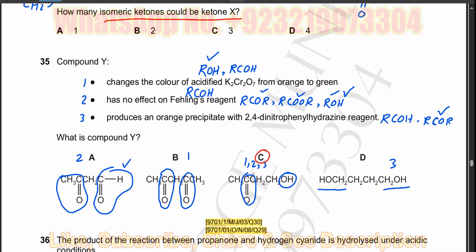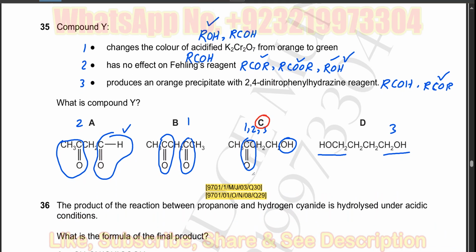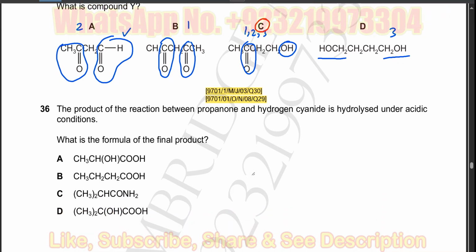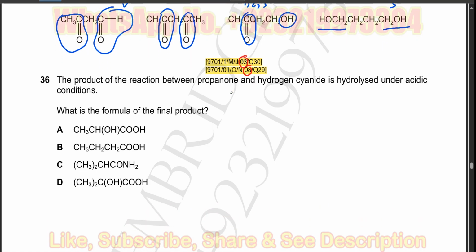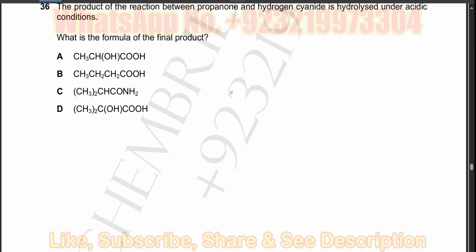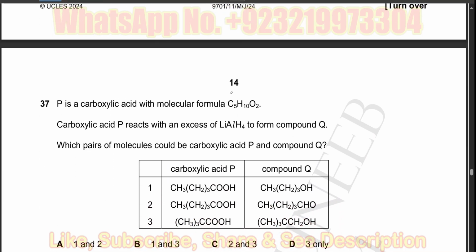Then question number 36 is already solved, so we don't need to do this question. It is already shown, and you can see that it is taken from May, June 2003, and then October, November 2008, which means the questions are from very old past papers. It means you will need to keep practicing the old past papers in terms of the organic questions.